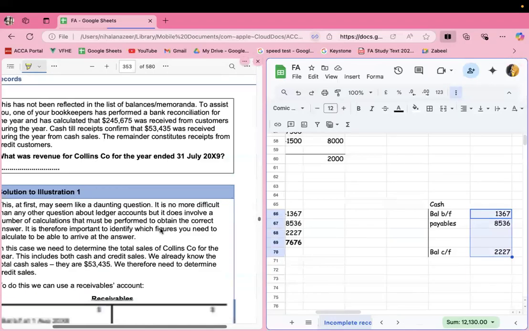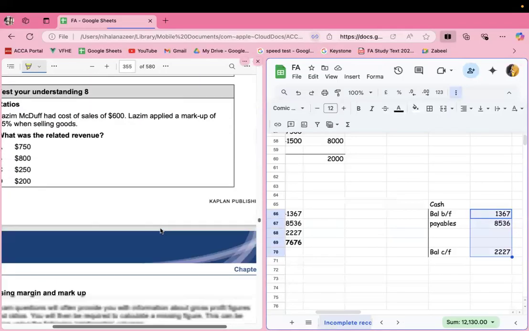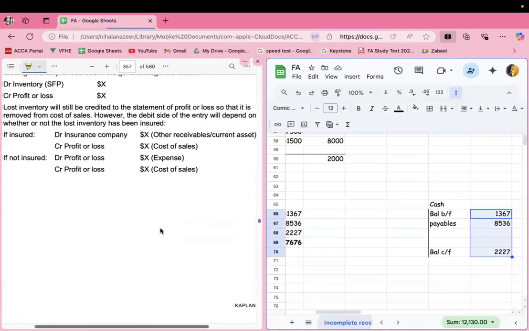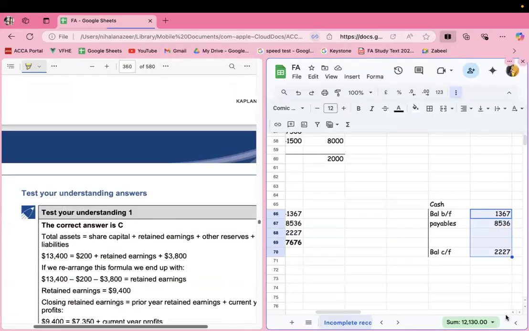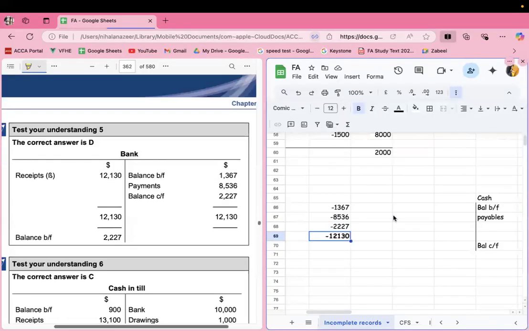It's the last one, right? 12,000. Let's see. TYU 4, what was it? Yes, all the credit side items are negative, right? So all the credit side items are negative and you get this answer. Clear?